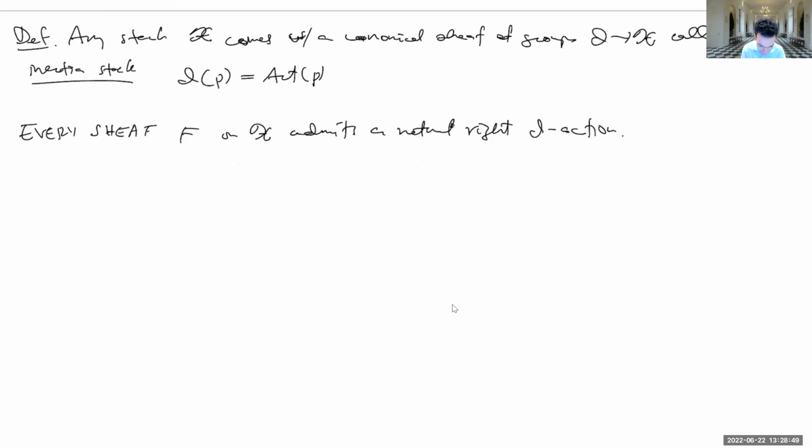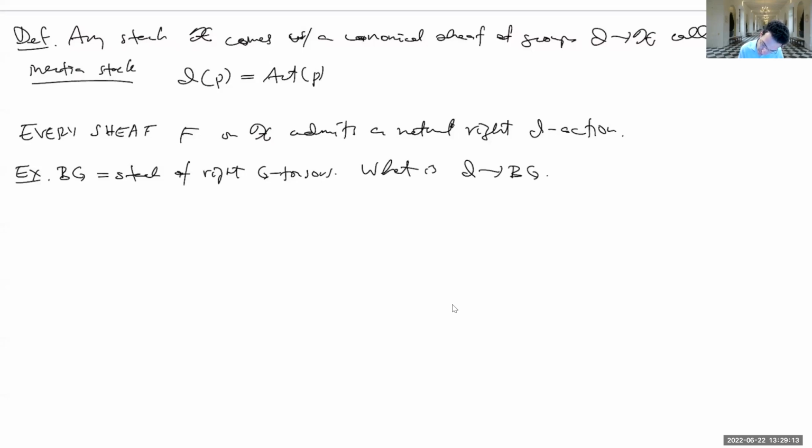So let me give an example, because this example is simultaneously unbelievably confusing and also slightly illuminating. Let's say that BG is the stack of right G torsors. And we could ask ourselves, what is the inertia stack I? Here's the thing to be very careful of. I is not constant.